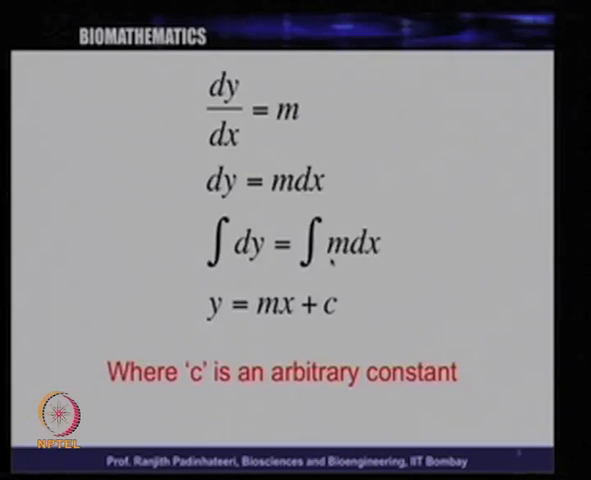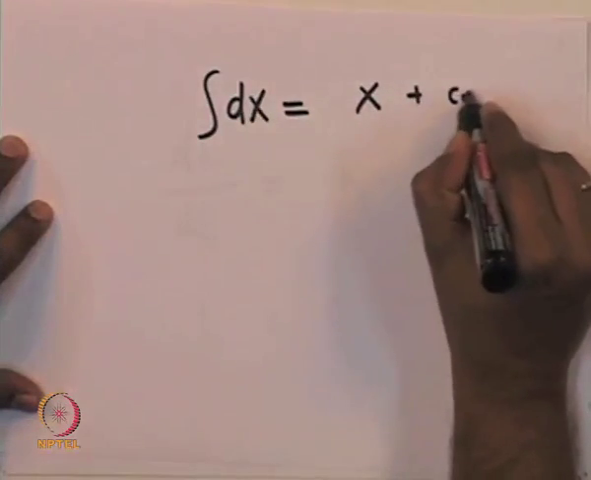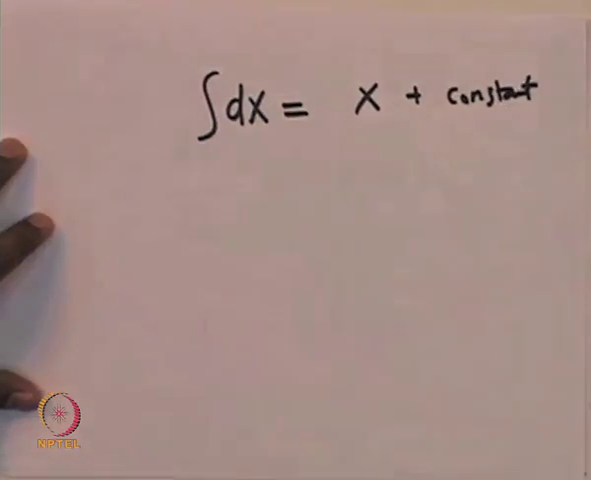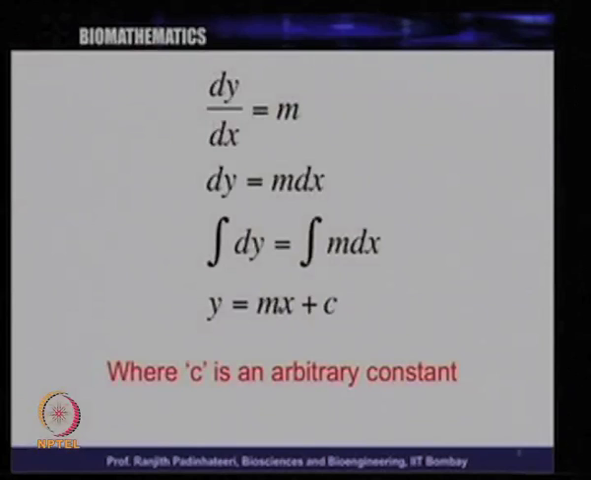distinguish between indefinite and definite integrals soon, but if you do an integration, the important thing to remember, the first thing to remember in integral is that the integral of dx is x plus a constant. So, that is the integral of dx. From this rule, we can understand the integral of m dx is m times x plus a constant.